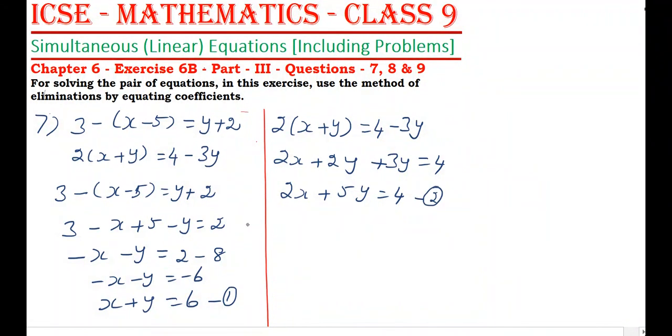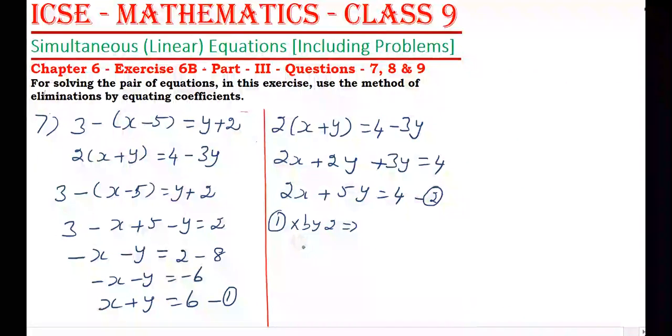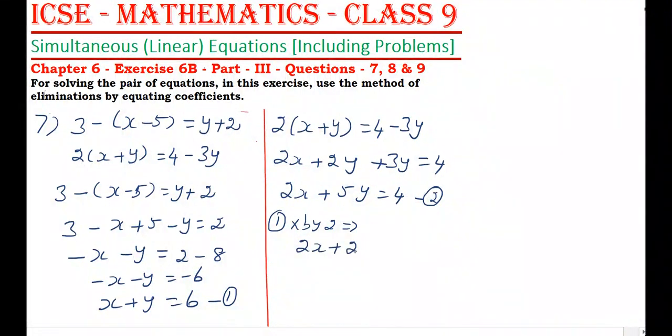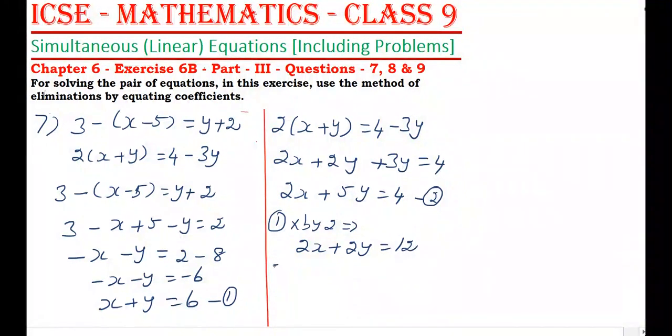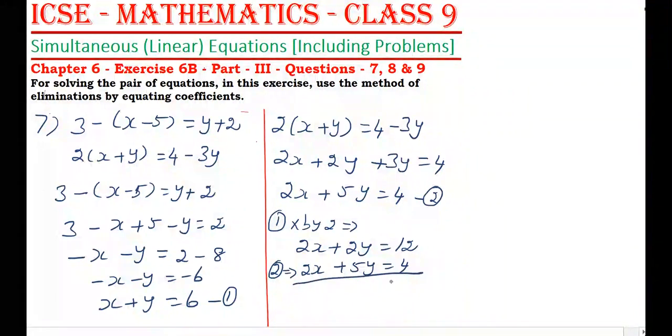Now the first equation is x plus y equal to 6. So we can multiply the first equation by 2, so we will get 2x plus 2y equal to 12. Next we can take the second equation, it's 2x plus 5y equal to 4. We can subtract both.